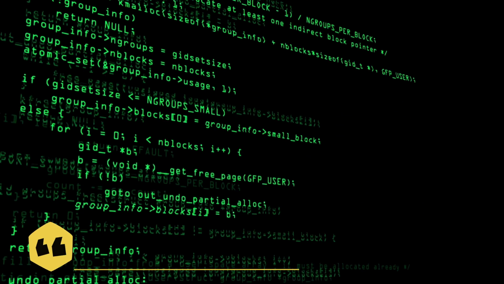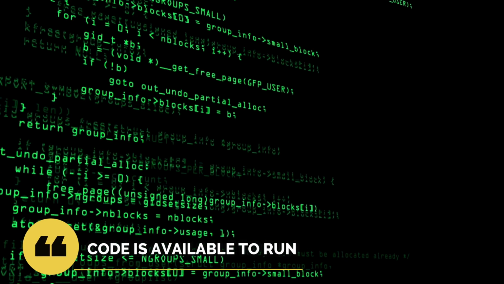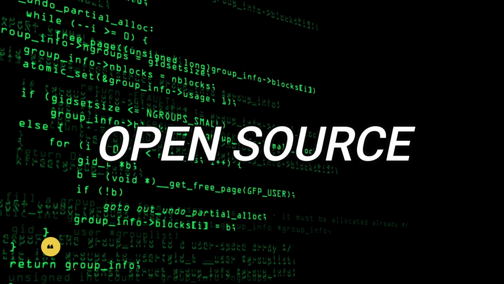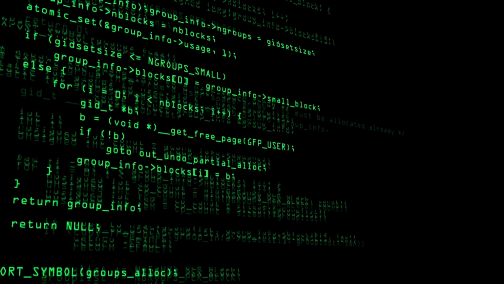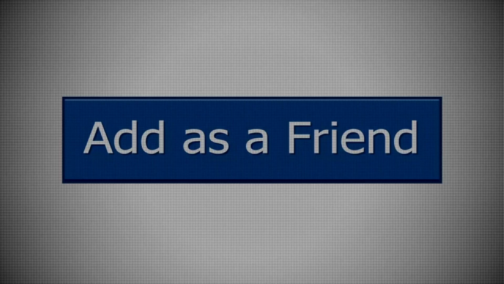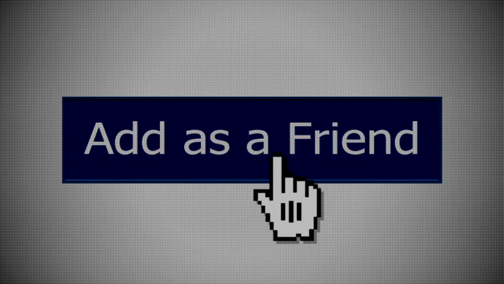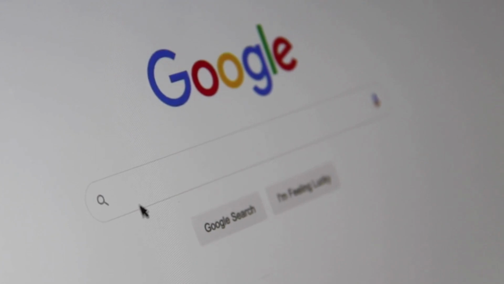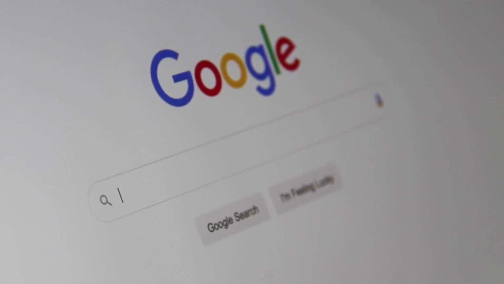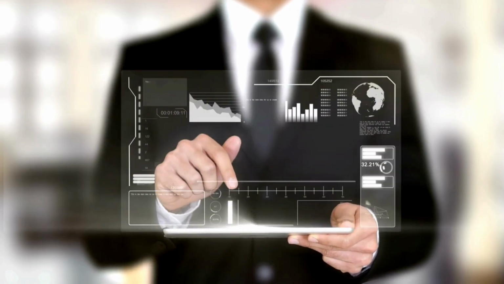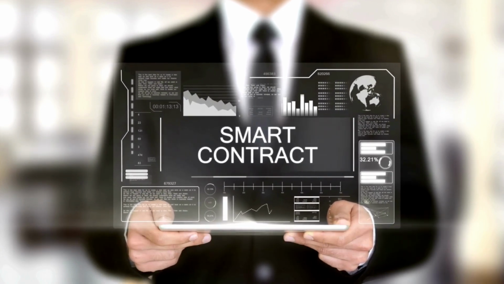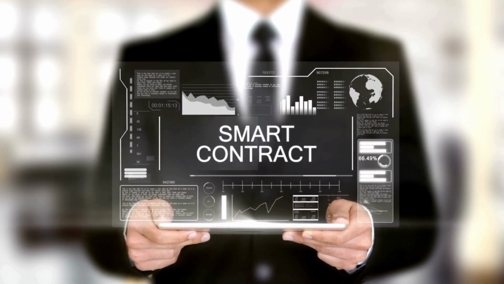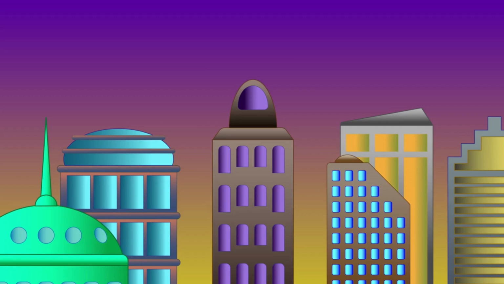Another advantage is that the code is available to run. It is open source, which implies that anybody may examine the code. This allows the application to be trusted a lot more. We cannot truly examine how Facebook suggests friends for us to engage with, or how Google knows what we had for supper. However, with any smart contract, we can examine the code and understand how it functions. This has a significant advantage over centralized apps.